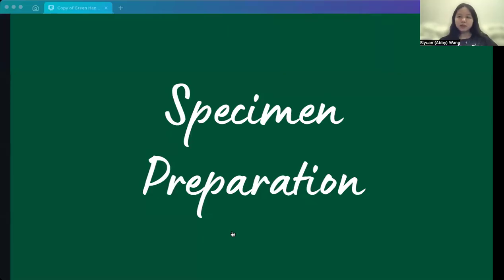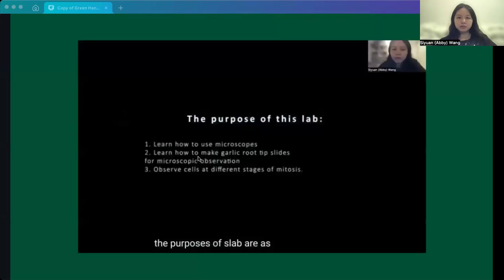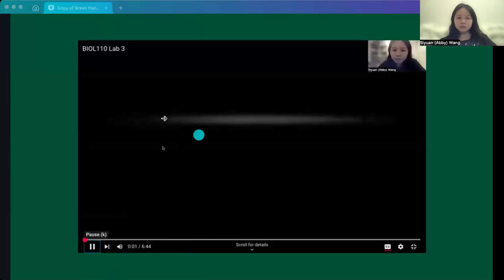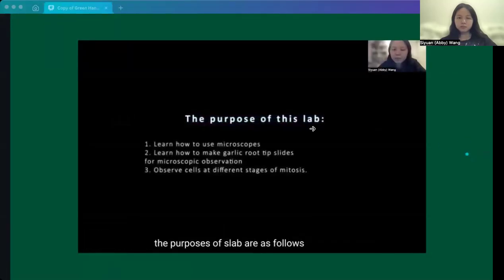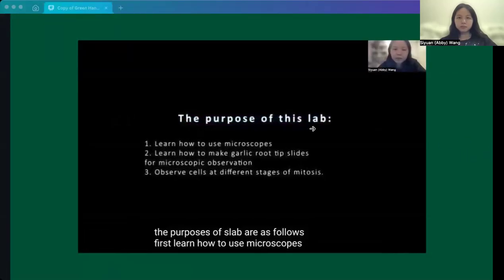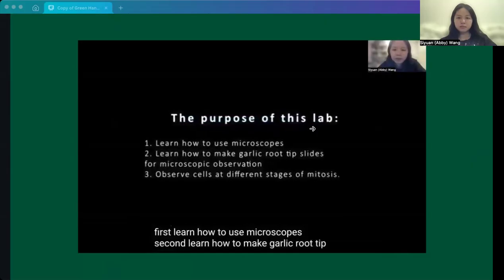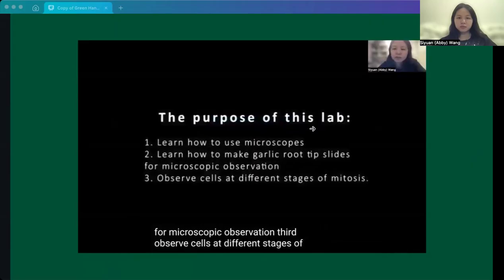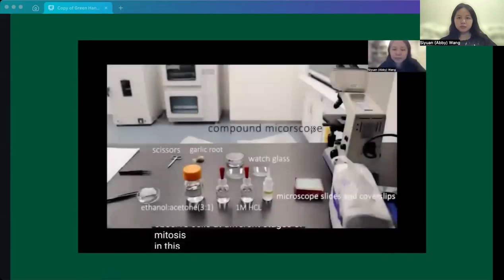Next, I would like to introduce how to make the specimen, using the growing root tips of garlic. After the specimen is made, we use a microscope to observe the mitosis. The purposes of this lab are as follows. First, learn how to use microscopes. Second, learn how to make garlic root tip slides for microscopic observation. And third, observe cells at different stages of mitosis.